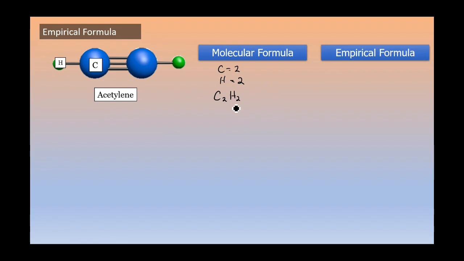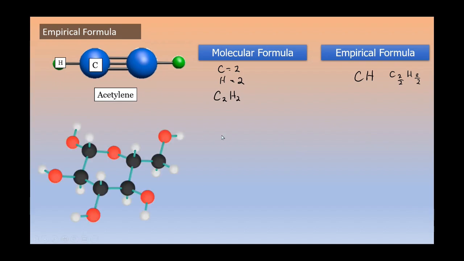How about the empirical formula? Now, what is the lowest ratio of 2:2? So we will just divide by the smallest number, or the smallest ratio, which we can see in the subscripts. So 2 and 2. Therefore, the empirical formula of acetylene is CH, because we just divided C2 by 2, then H2 by 2. So that is how we get the empirical formula of CH.